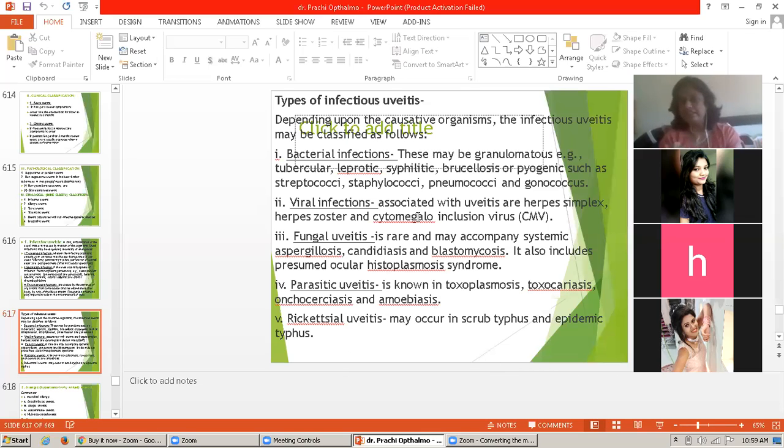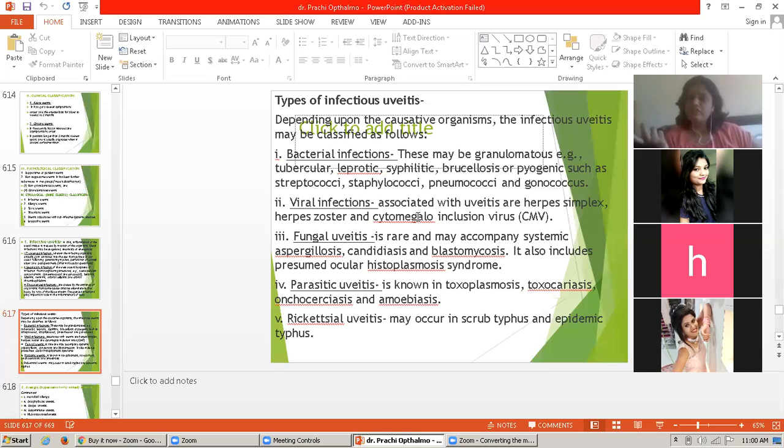So when we studied the types of infectious uveitis, depending upon the causative organism, it may be classified as follows. First is bacterial infection, due to tubercular, leprosy, syphilis, brucellosis, pneumococcal, streptococcal, staphylococcal, and gonococcal infections leading to uveitis.